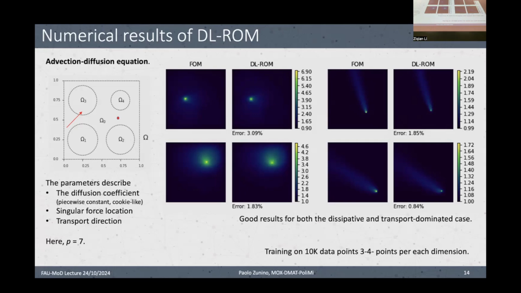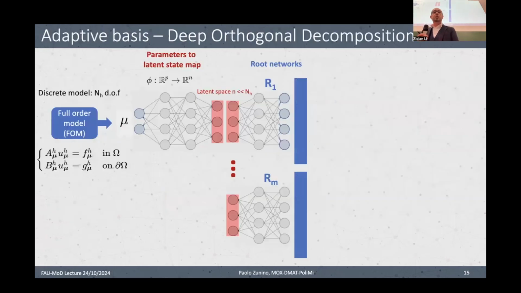To train this system, we have to collect about 10,000 different solutions, 10,000 data, which is a lot. But if you think that this problem is parameterized in a 7-dimensional parameter space, 10,000 points is about 3 to 4 points per dimension, which is not huge in practice. So this is actually performing quite well.